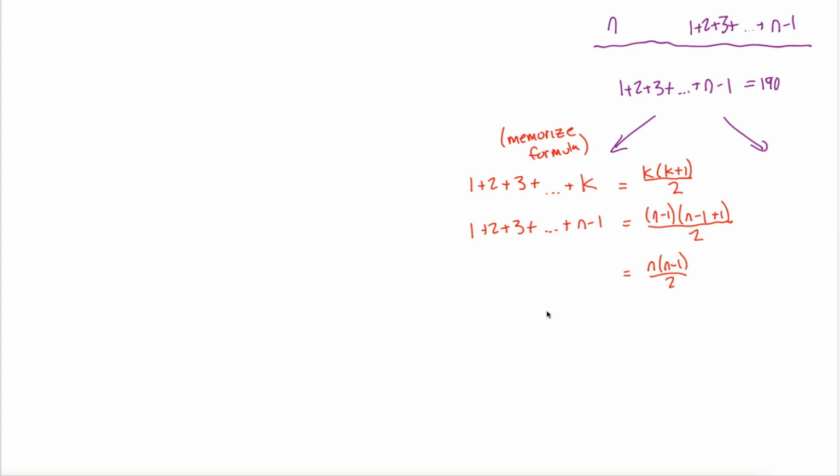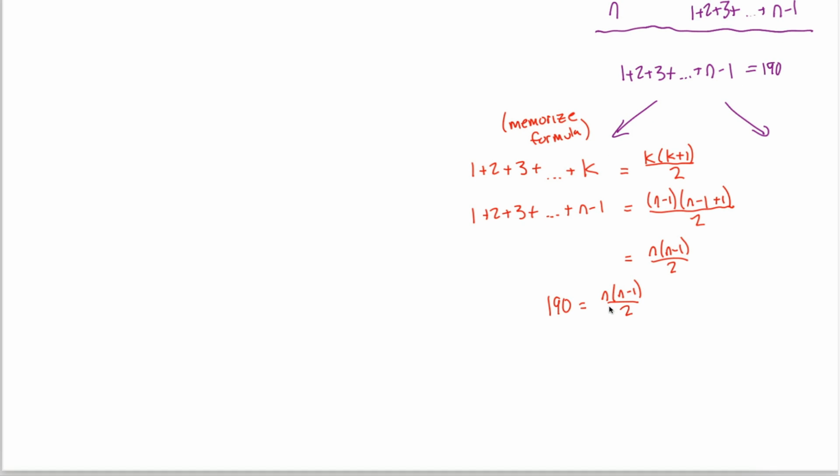I want to know what n is equal to when this thing equals 190. All I got to do is solve this equation. If I multiply both sides by 2, I get 380 is equal to n times n minus 1. If you're algebraically inclined, you might autopilot distribute this n through, recognize that you have a quadratic trinomial, factor and solve. And that's totally fine, you can do that.